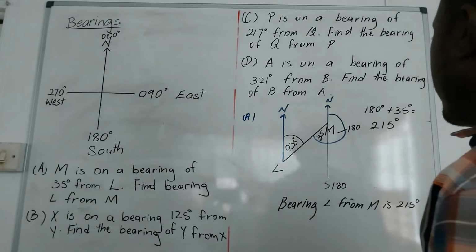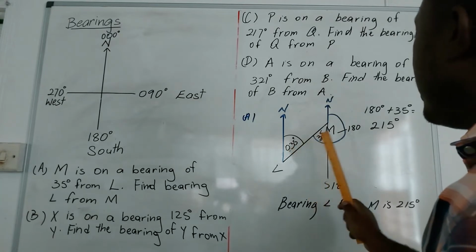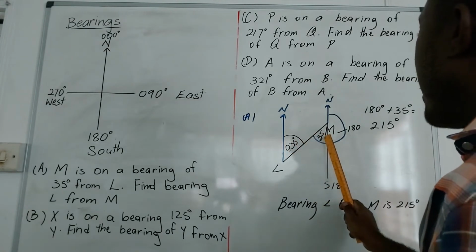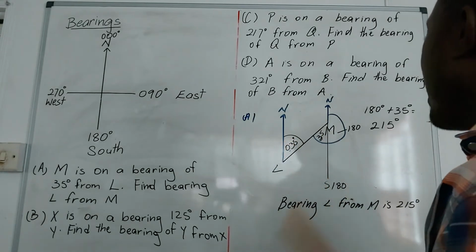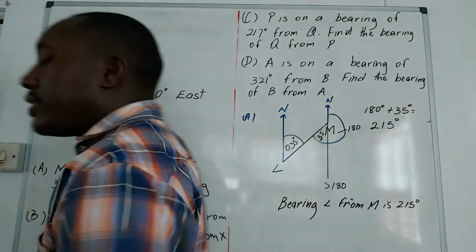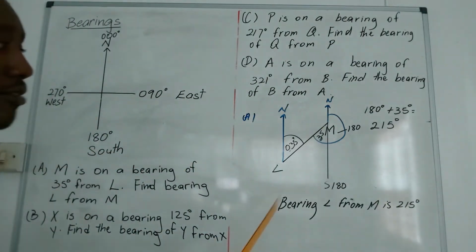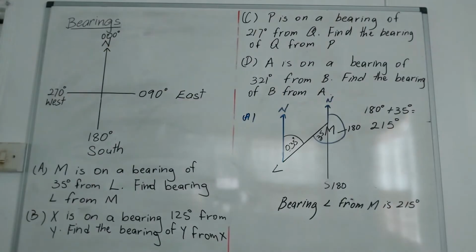So once we have an acute angle, what we can do is extend this line. We know that these two will be alternate, these two will be equal. So if here is 35, we will have 35 there, and then we add it to 180 to find the bearing around here. And that, as we found, is 215 degrees.